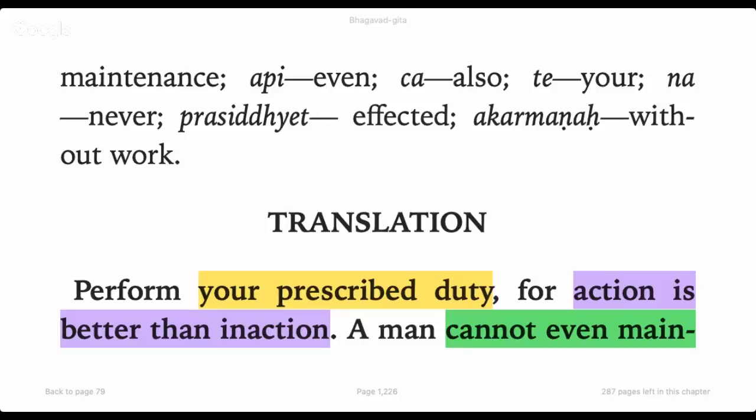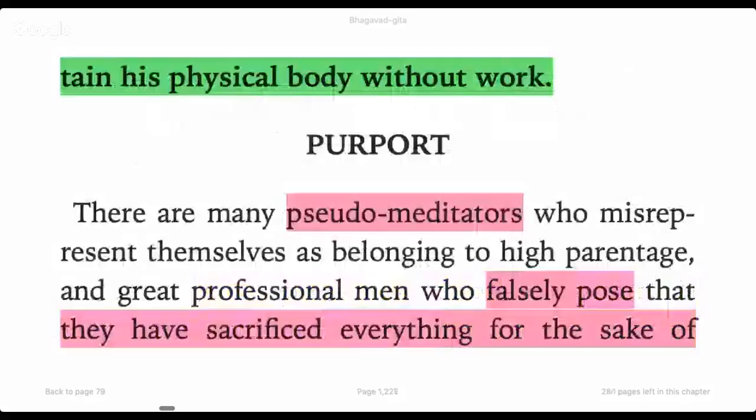Perform your prescribed duty, for action is better than inaction. A man cannot even maintain the physical body without work. This I was joking. You heard from your mother, "अरे मेहनत नहीं करोगे तो खाओगे कैसे?" है ना? Don't you tell this as parents? You tell your son a hundred times.